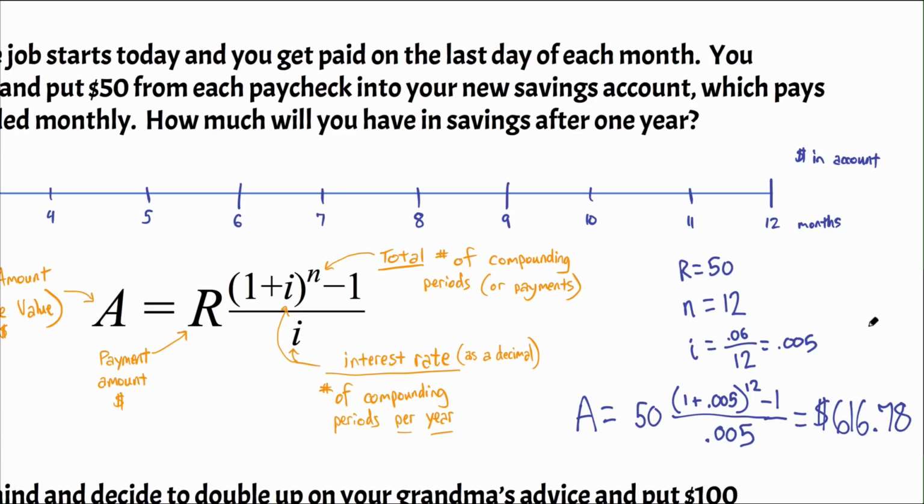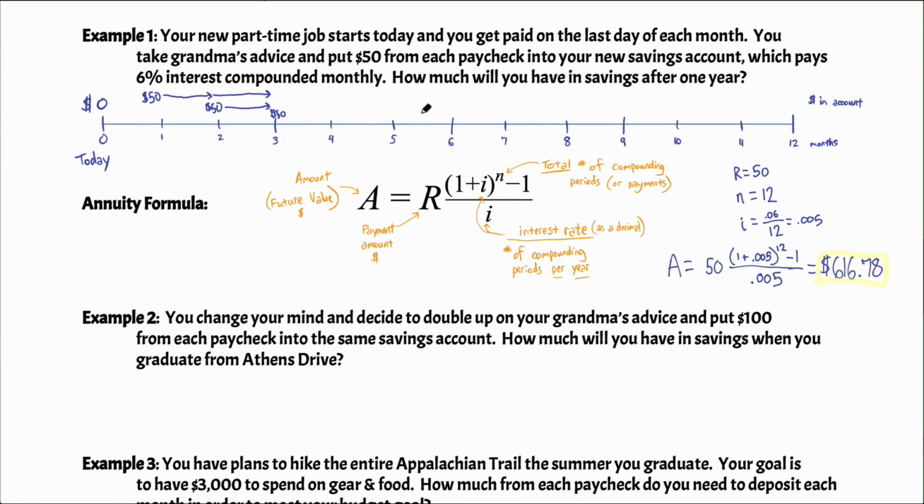All right, which is nice. Putting $50 in our account each month over a year. It's not too shabby. Thanks, Grandma. All right, example 2, if you would, do that one in your notes.